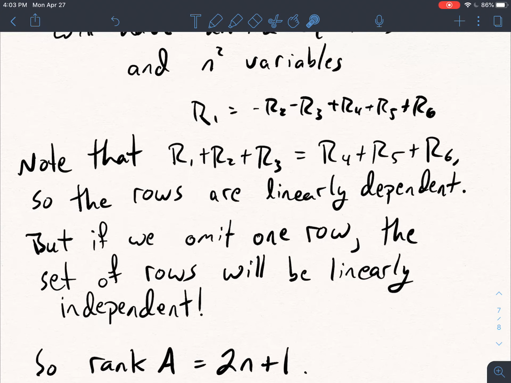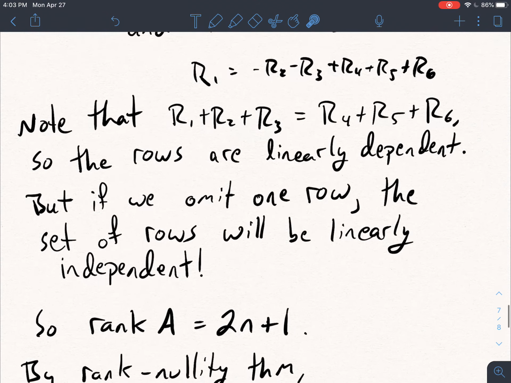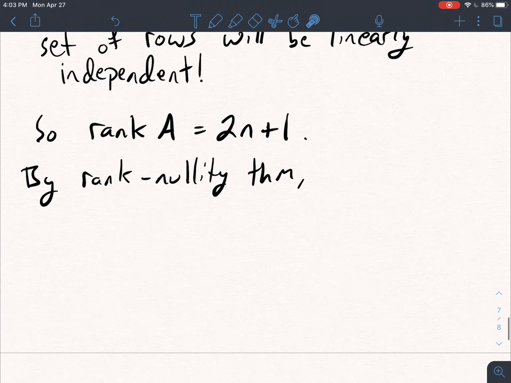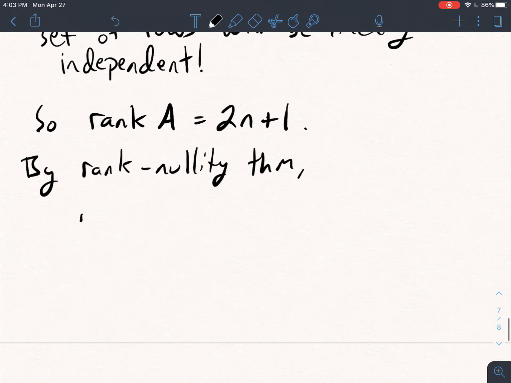So anyway, because of that, the rank of A is going to be equal to the row rank, right? There are 2n plus 2 rows, and we have to omit one of them for the rows to be linearly independent. But when we do, we get a linearly independent set. So we have 2n plus 2 rows, we throw out one of them, and we're left with 2n plus 1 linearly independent rows, and so the rank of A is going to be 2n plus 1. Okay, so by the rank-nullity theorem, what do we get?